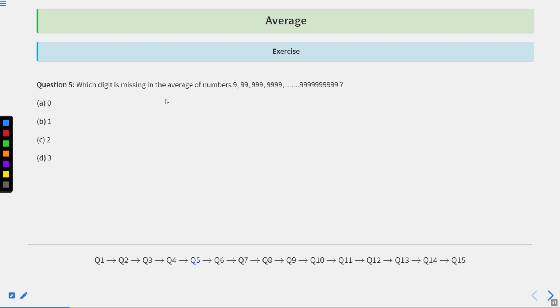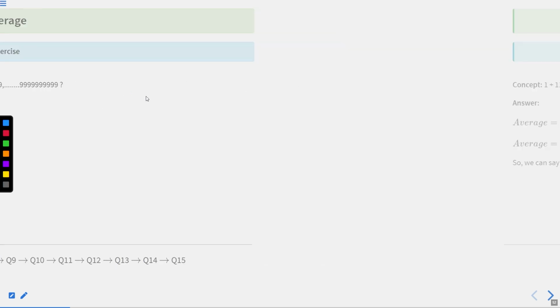Which digit is missing in the average of the numbers 9, 99, 999, and so on, up to 9 times 9 (nine 9s)? So this is a set of observations given to us, and we have to find which digit does not occur in the average.